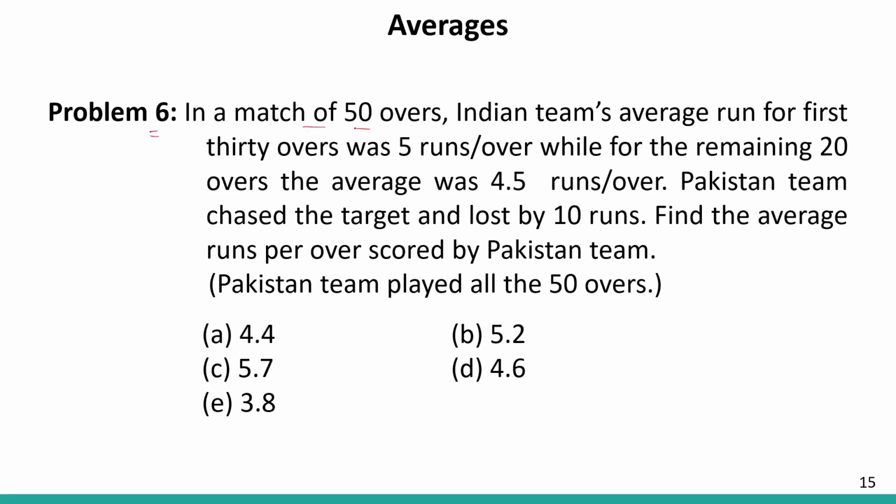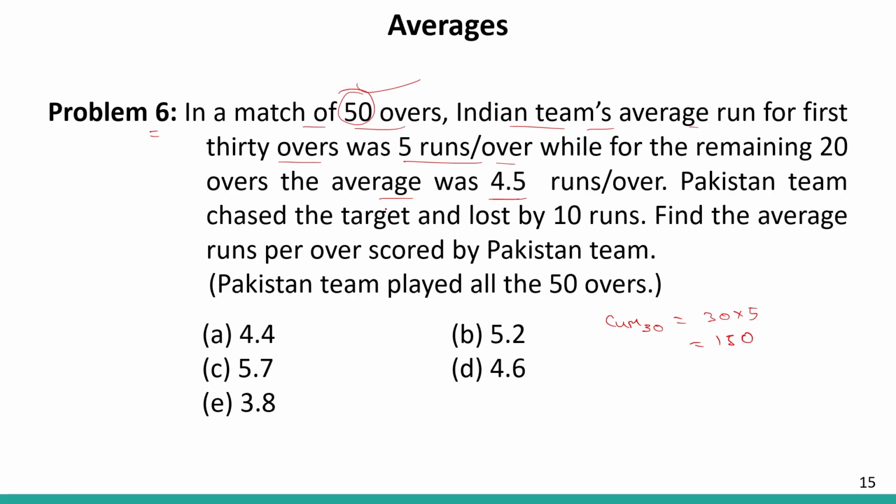In a match of 50 overs, Indian team's average run for the first 30 overs was 5 runs per over, while for the remaining 20 overs the average was 4.5 runs per over. So the match was of 50 overs, so it was an ODI, a one day international game. India team's average run for the first 30 overs was 5 runs. So cumulative up to 30 is equal to 30 into 5, that is equal to 150 runs. So at the end of 30 overs, India batted for 150 runs.